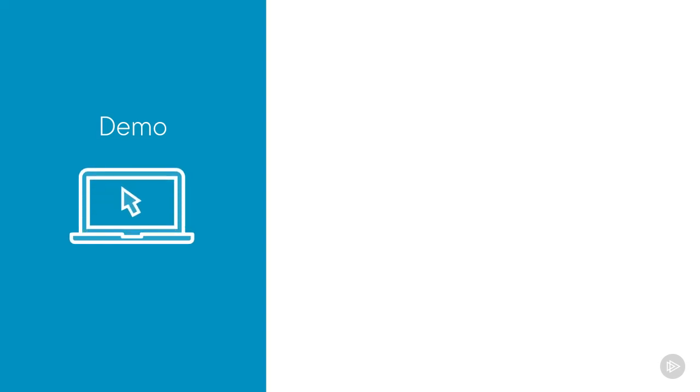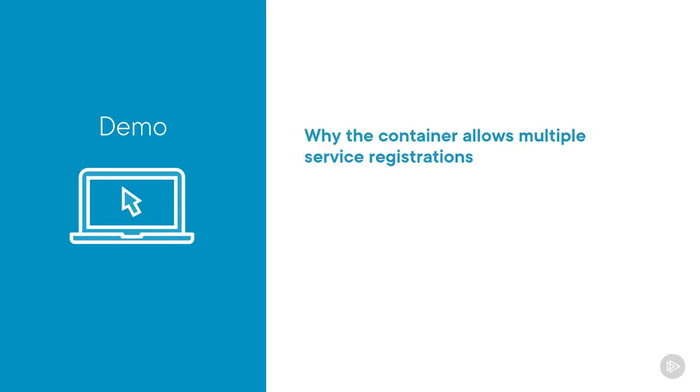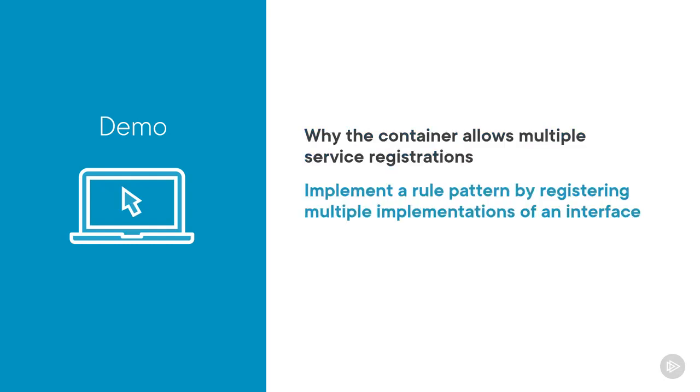When we register multiple implementations of a service type using the Add methods, we saw that a service descriptor for each registration is included in the service collection. This demo will explain why the container allows multiple registered implementations, given that we've already seen that it only resolves the final one. We'll look at a use case for registering multiple implementations of an interface or service type by applying a rule pattern in our application.